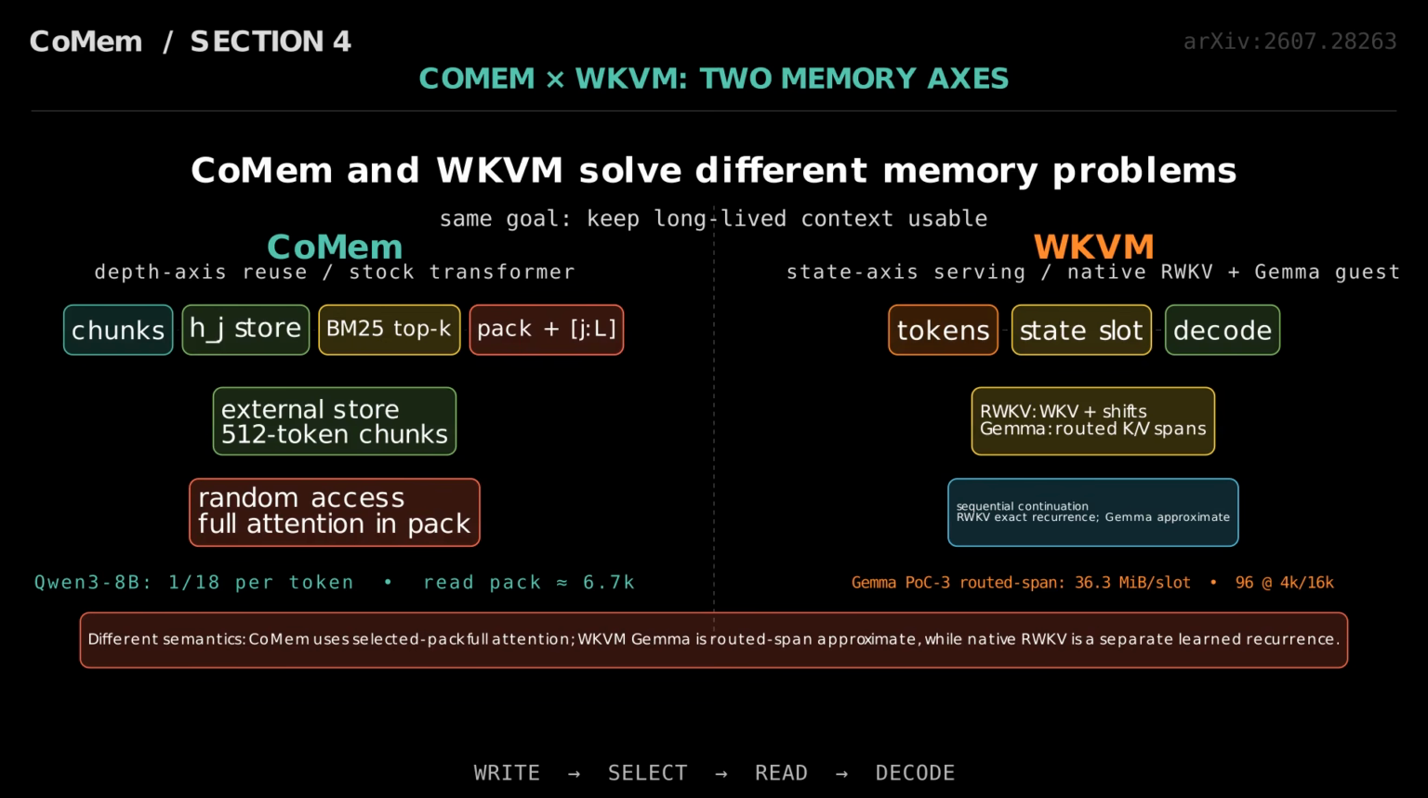The Gemma guess is different again. Sink plus recent ring plus value routed key value spans, an approximate bounded cache. CoMem's external store grows with context, but each read is bounded by K. RWKV's resident state stays bounded and supports session lifecycle operations. The benchmark figures use different models and protocols, so compare memory shape, not quality equivalent speed.